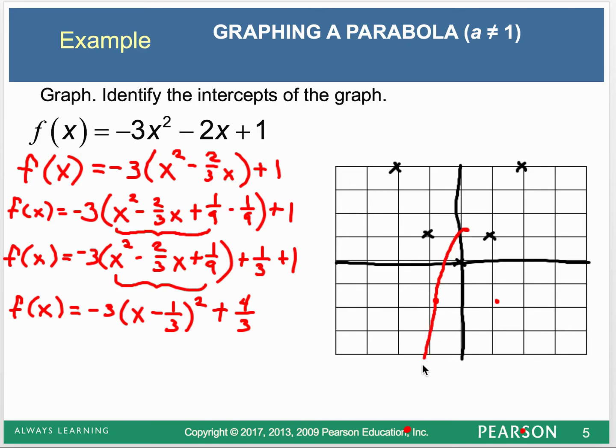Notice it's very skinny because it's been stretched by a factor of 3 this time. And it's upside down because this is negative. Okay, and my vertex, we always said that's our most important thing. Okay, my vertex is 1/3, 4/3.